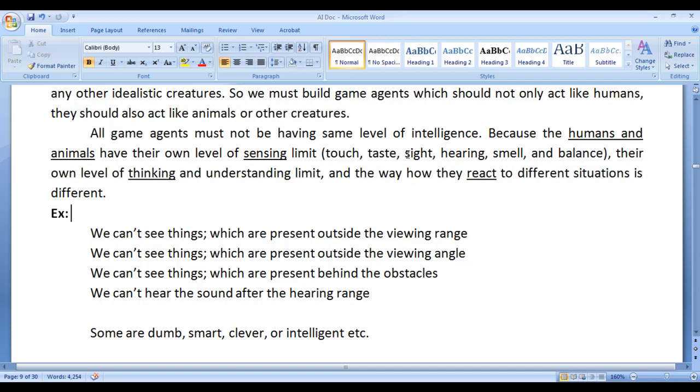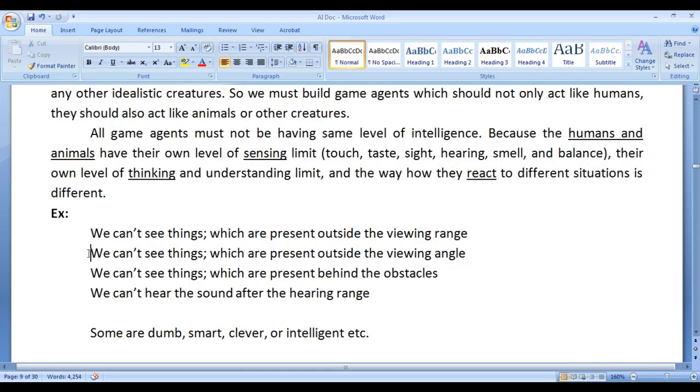If you take an example of sense of sight, we can't see things which are present outside the viewing range, or the viewing distance. The viewing distance or the viewing range will be different from one person to another person, from humans to animals. For example, some persons can see objects which are present at a mile away, and some other persons can see objects which are present at 1 or 2 miles away, whereas some birds and animals can see objects which are present at more than 2 miles, 3 miles away. So the viewing distance differs from humans to animals.